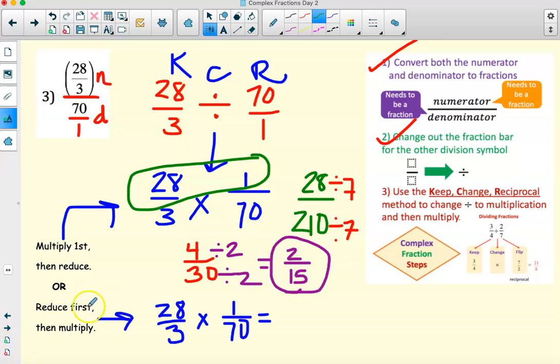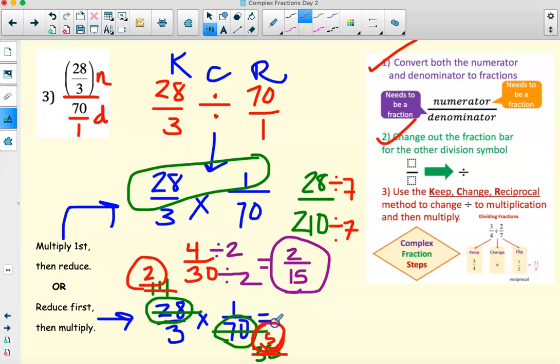I rewrote it so that now we can reduce first and then multiply. So I look diagonally, the 70 and the 28, I see right away are both even numbers. They end with an even number in the ones place. So 28 split in half is 14, 70 split in half is 35. Then I realized 14 and 35 are both divisible by 7. So I say 14 divided by 7 is 2. That's what I think about in my head. And then 35 divided by 7 is 5.